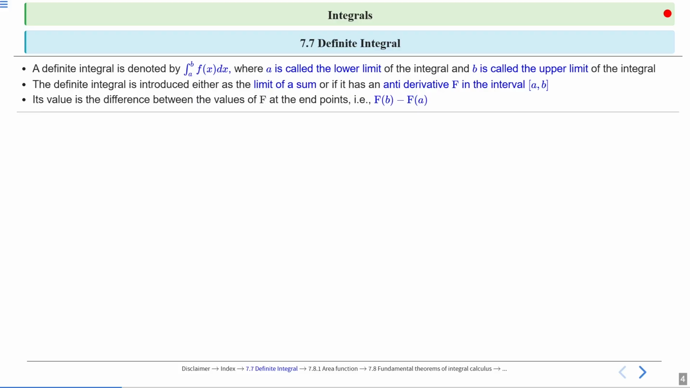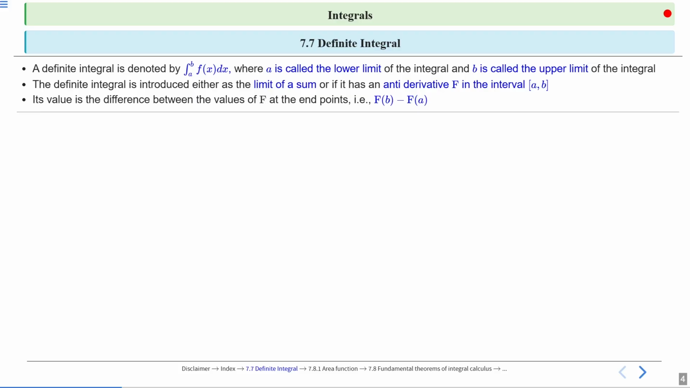And how do we calculate the antiderivative? Just integrate the function f(x) dx, but do not mention the constant of integration. So the antiderivative for the function x square is x cube by 3. And the value of the definite integral is F(b), that is the antiderivative value at point b, the upper limit, minus the value of the antiderivative at point a, the lower limit.